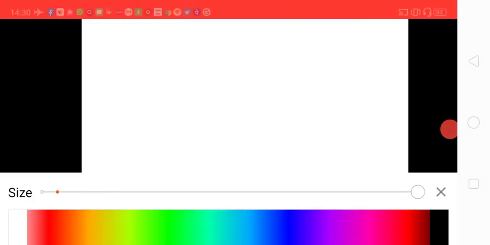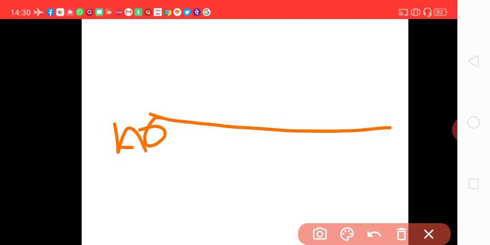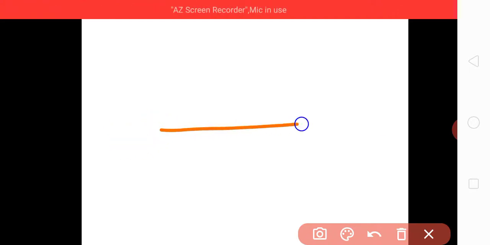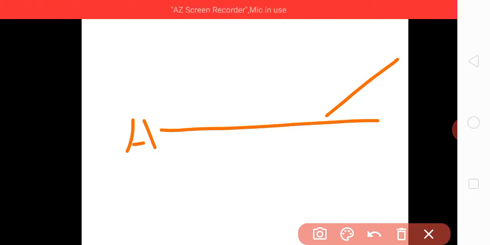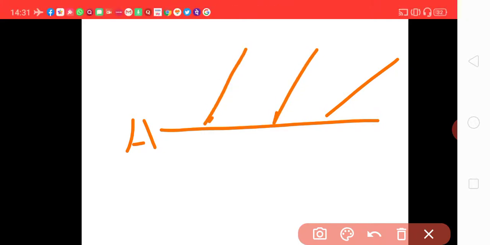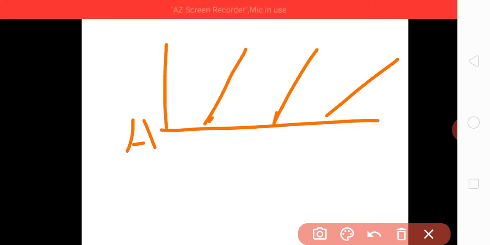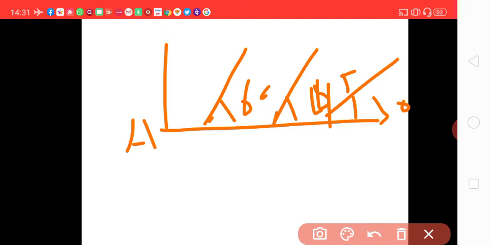This is the line AB. One force is here, other one is here, next one is here, and last one is here. This 30 degree, 60 degree, 45 degree and 60 degree. 60, 45 and 30. Okay.